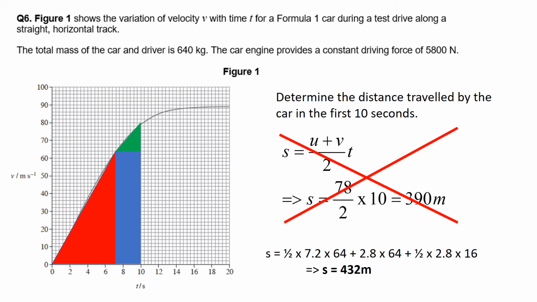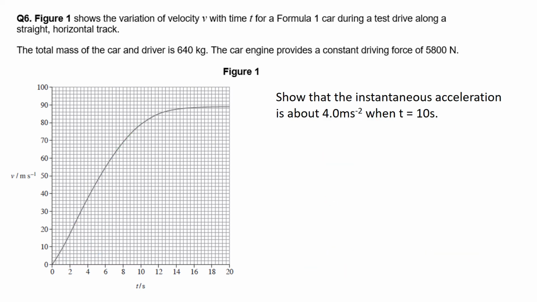You allowed anywhere between 420 and 440, I believe, for this question. So there is a range, but you have to be pretty close. The next question wants us to show the instantaneous acceleration is about 4 meters per second squared at 10 seconds.